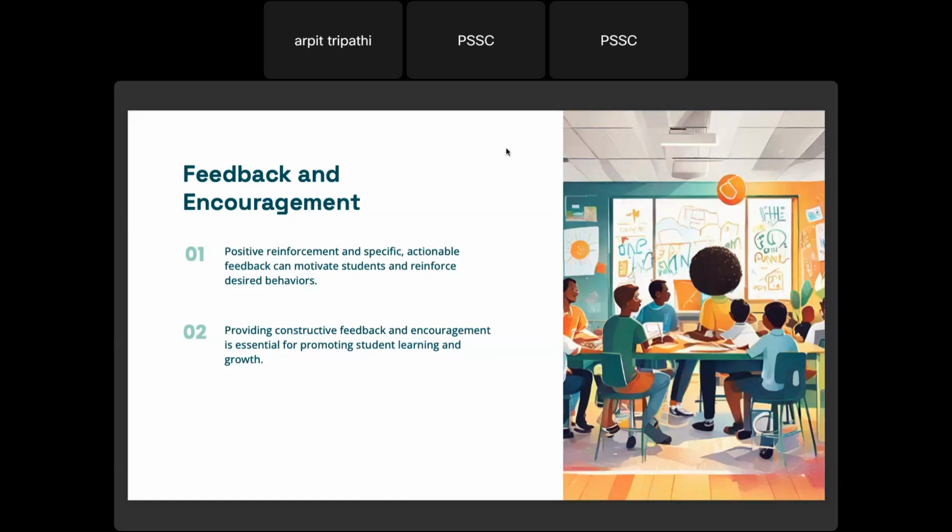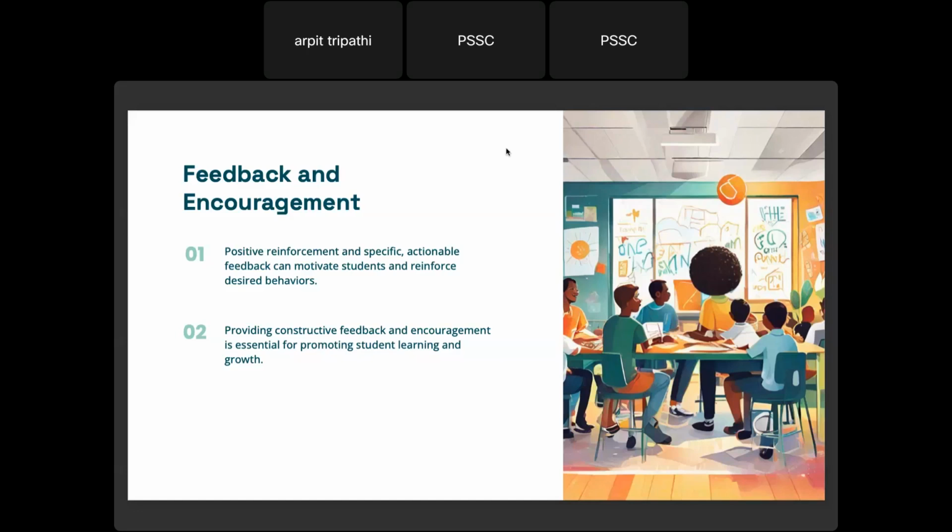If I would like to summarize this slide, I would just like to say that feedback helps students improve their performance, while encouragement nurtures their confidence and motivation, ultimately contributing to their academic success and personal growth. So this is what feedback and encouragement is all about. Coming to the importance of cultural sensitivity.